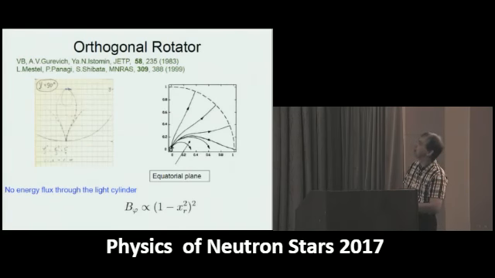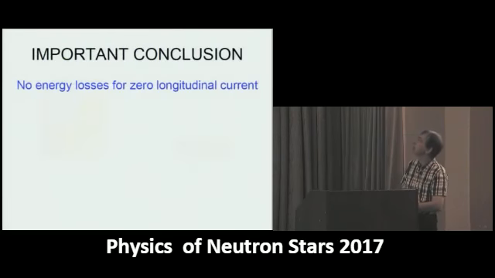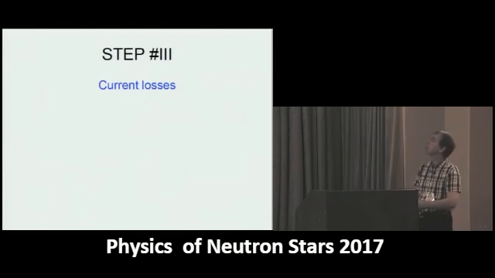A very important conclusion is that the toroidal magnetic field on the light cylinder vanishes. This implies that there is no energy flux through the light cylinder. This implies that all energy losses are to be connected with the longitudinal current flowing in the magnetosphere. That is an important conclusion: there are no energy losses for zero longitudinal current flowing in the magnetosphere.